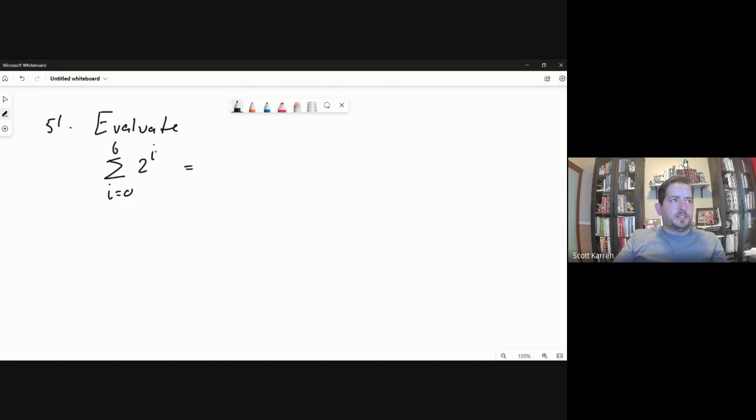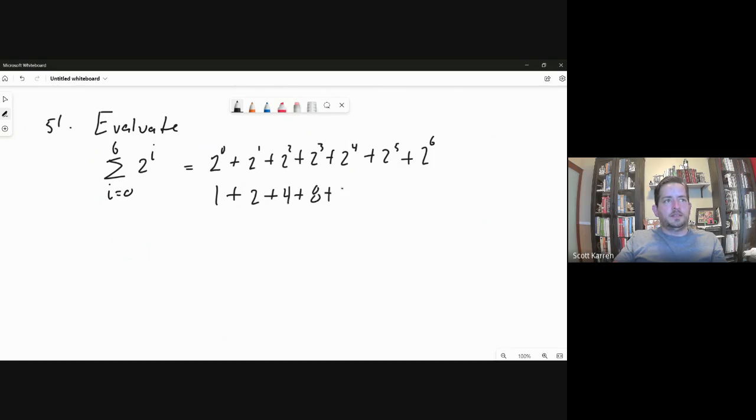So that means that I'm going to replace i with 0 and then add the next term where I've replaced i with 1, and add the next term where I've replaced i with 2, all the way up to 6. So that's 2 to the 0 plus 2 to the 1 plus 2 squared plus 2 to the 3rd plus 2 to the 4th plus 2 to the 5th plus 2 to the 6th. So 2 to the 0 is just 1. 2 to the 1 is 2. 2 squared is 4. 2 to the 3rd is 8. And 16 and 32 and 64.